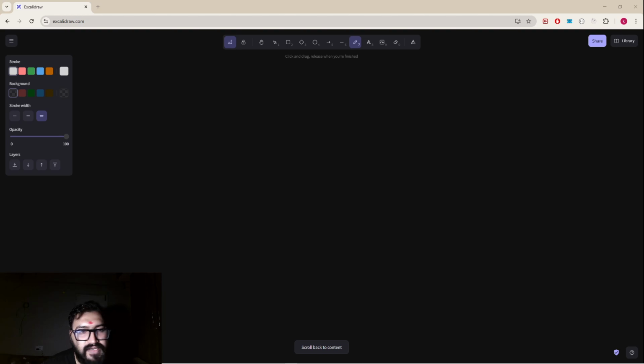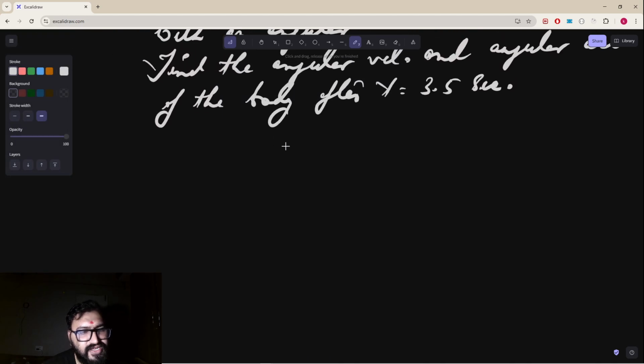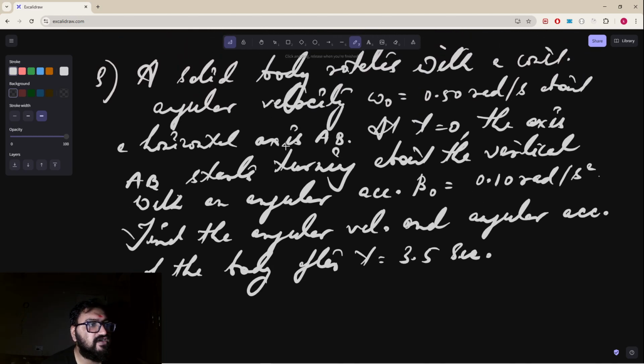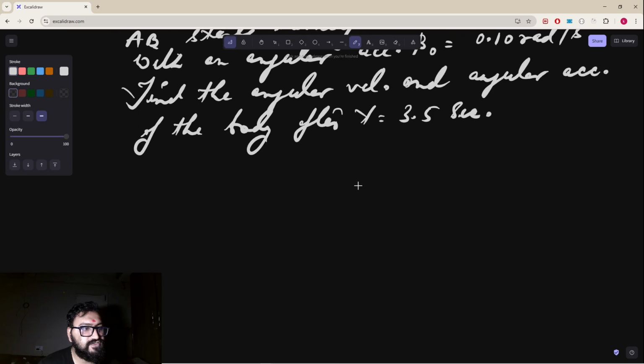Now today I've written down the problems already, so I'll just read it out and explain it to you simultaneously. So in this problem, I have a solid body which rotates with a constant angular velocity omega naught about the horizontal axis AB. So let me draw this part first.